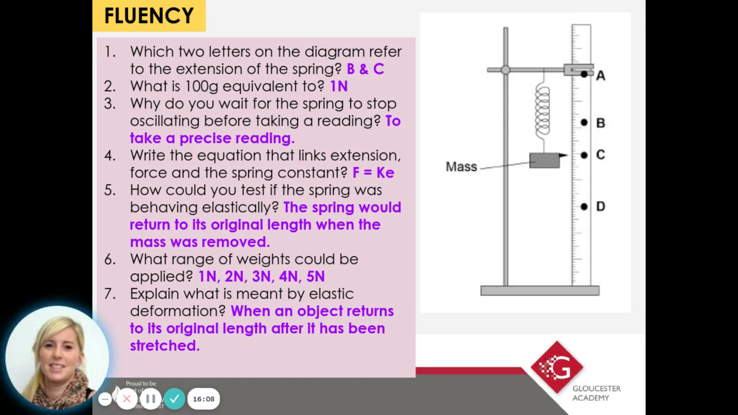Number 6, what range of weights could be applied? As long as you've got 5 numbers and they're all going up in even increments. So for example, instead of these numbers, you could have 2, 4, 6, 8, 10 newtons because you've got 5 numbers and they're all going up in equal increments. Question 7 then, explain what is meant by elastic deformation. So this is just a variation of number 5. An object has elastic deformation when it returns to its original length after being stretched.